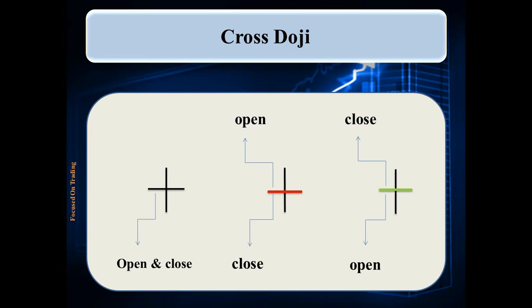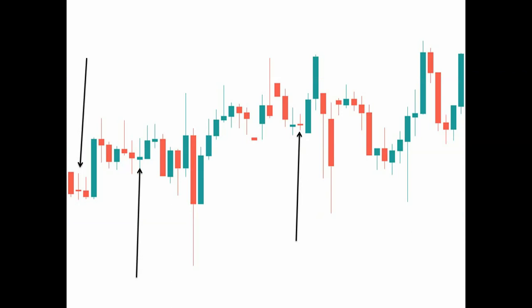Theoretically, a cross doji has no body because the open and close of the candle cluster on each other, or the close and open are so close together that we neglect that tiny body. In this chart, you can see that when a cross doji appears, the market gets confused and consolidates and has no idea which direction to go.